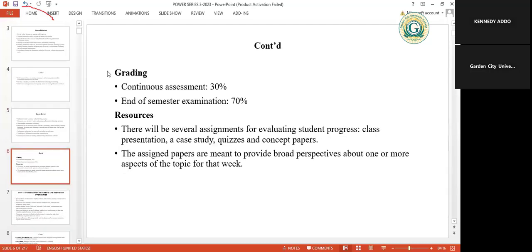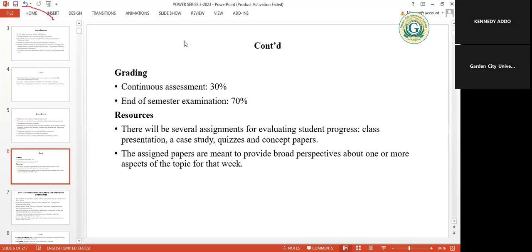Now, in terms of grading students, this is how we're going to do the grading. Of course, continuous assessment carries 30 marks. And these are what make up the continuous assessment. You'll be assessed on assignments, quizzes, presentations, review of concept papers, and of course, mid-semester exams. That will cater for the 30%. Then end of semester exams will go for 70%.